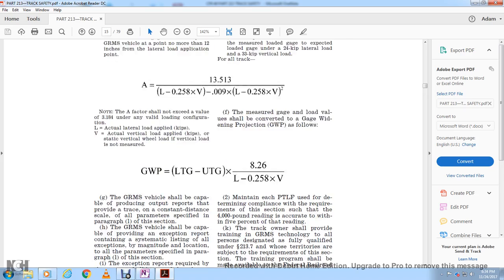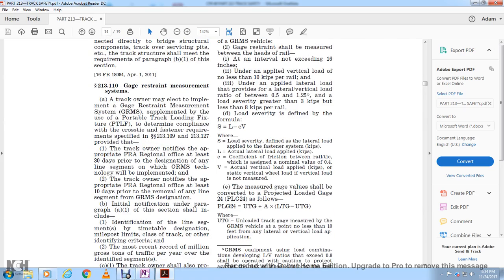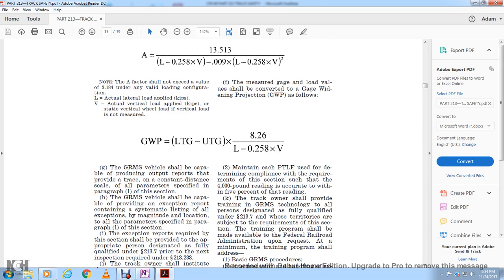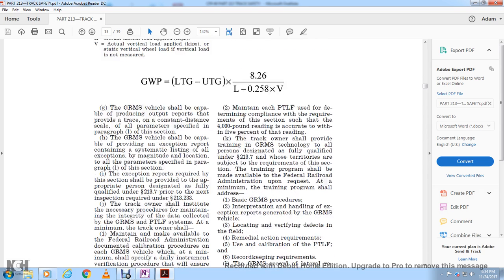As for the maintaining of each of the portable track loading fixtures, maintain each of the portable track loading fixtures with the determination compliant with the requirements of the section, such as the 4,000 pound reading being accurate within 5% of the reading.